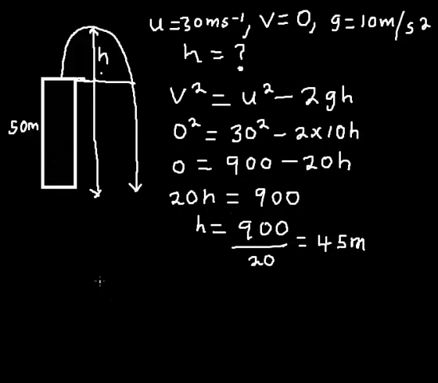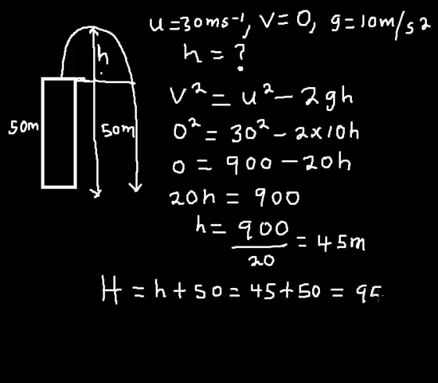Now remember the height from the ground. Let me use capital letter H. The height is going to be this h plus the 50, the height of the tower. So the height from the ground level is h plus the height of the tower, which is 50. So h is 45, plus 50. When you add that together, you're going to have 95 meters. As easy as that.